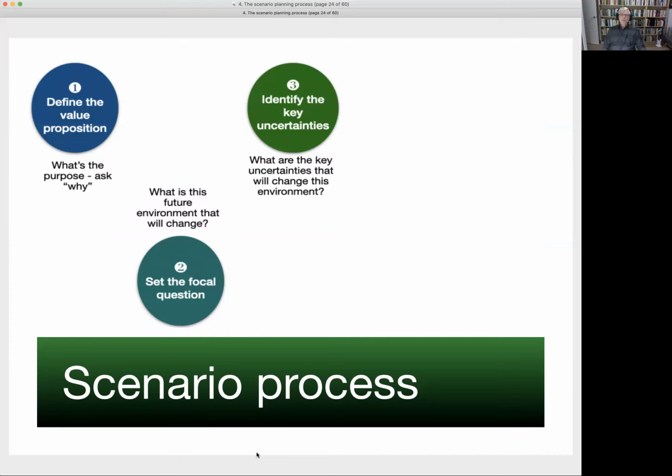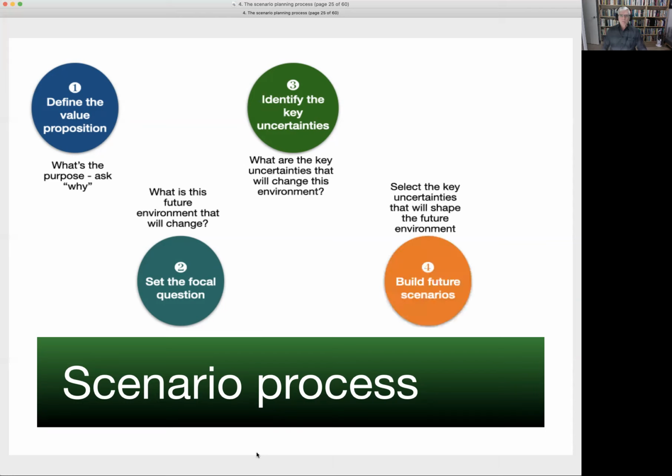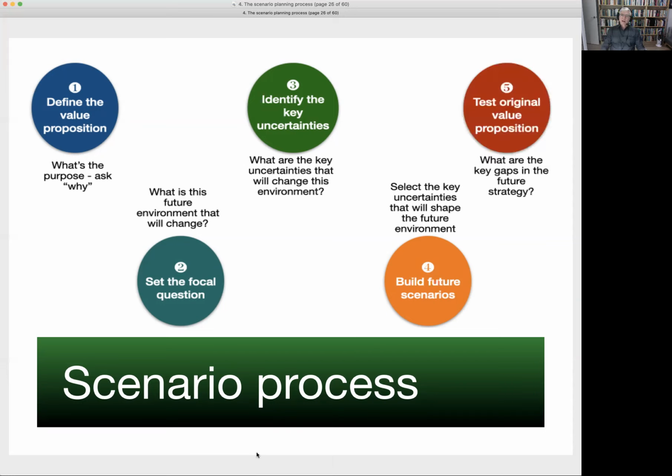Thirdly, we identify the key uncertainties by, in essence, doing an environmental scan. And the environmental scan is really about asking ourselves, what are the key uncertainties that will change in this environment? Fourthly, we use those key uncertainties to build future scenarios. So we take the current uncertainties as they exist, and we use that to build future scenarios. And then we come right back to the original value proposition or business idea, and we ask ourselves, what are the key gaps that exist in this future strategy that we now need to build into our business idea so that we've actually got a workable strategy for the future?